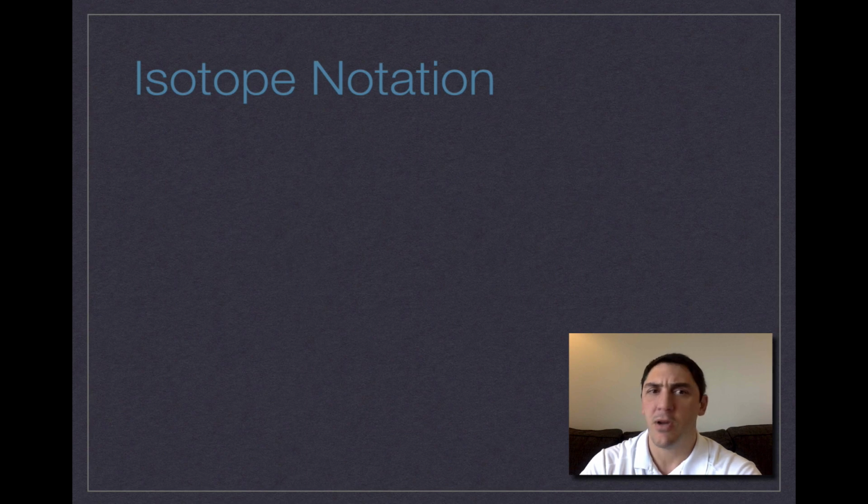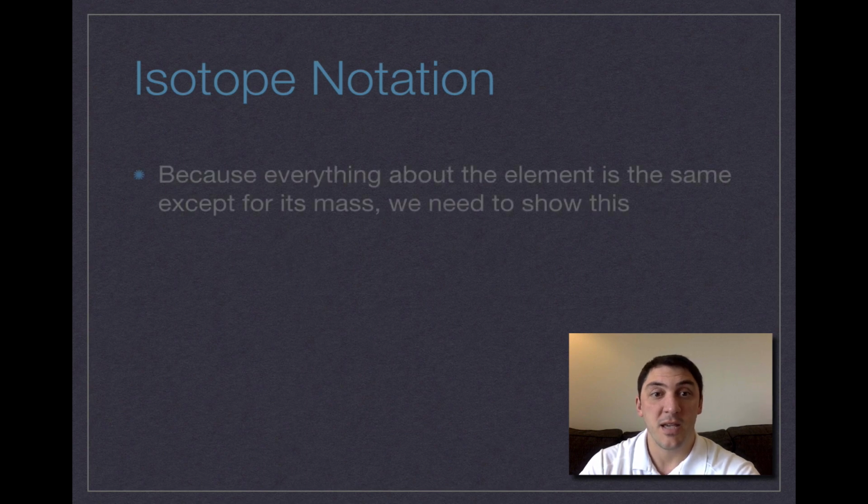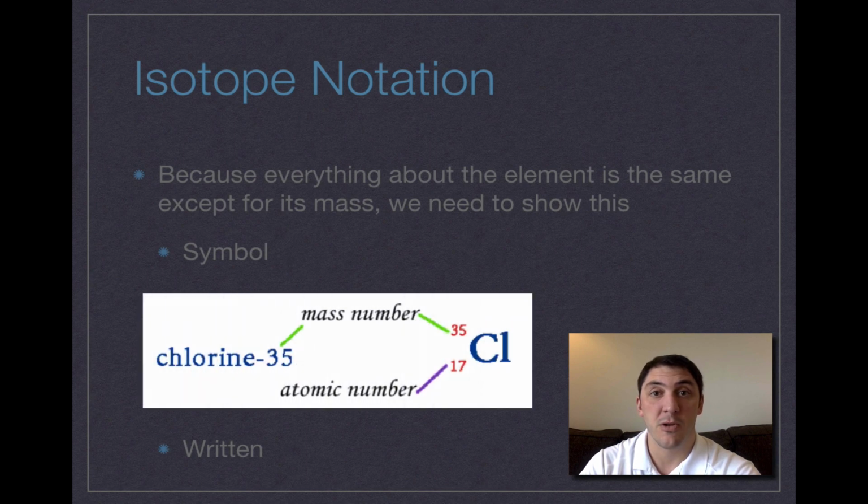Now, how do we notate different isotopes? We have to be able to describe them differently if there's more than one kind. So, since they're the same except for the mass, we need to show this with either a symbolic form, like their nuclide notation, or we can do it in written form. Here are 2 examples with chlorine. You would read this as chlorine-35, both in the symbolic notation and in the written notation.